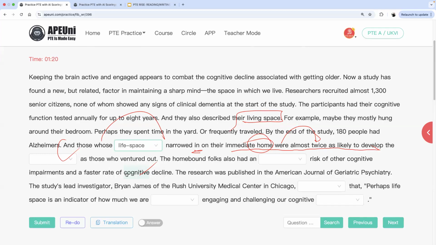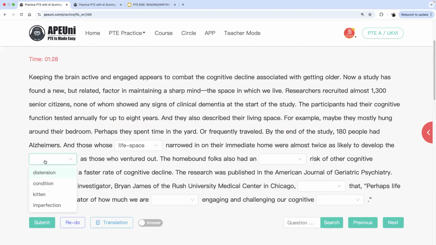They were twice as likely to develop the dash as those who ventured out. Easy. Condition. Condition is a problem, no? That's what they say. Condition. Mental condition. You say, no, my condition is not good. Your body state. That's called condition.